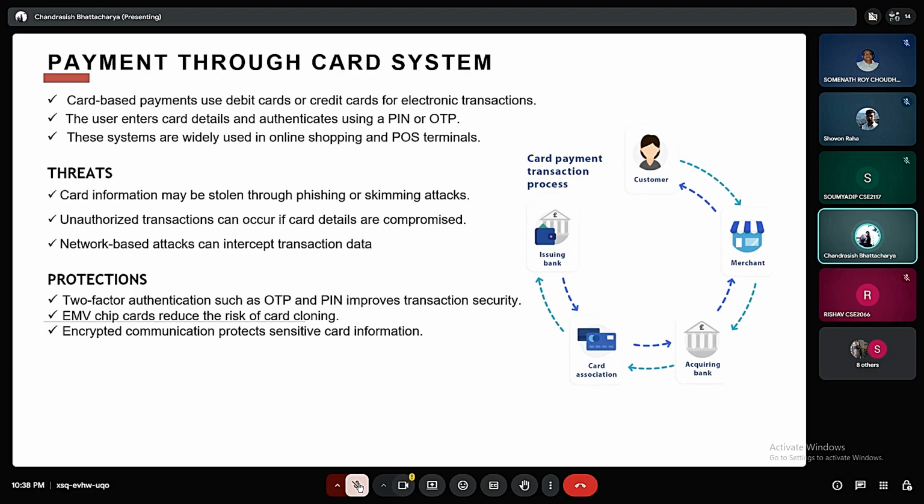In the card system, the card information may be stolen through phishing or skimming attacks. Unauthorized transactions can occur if card details are compromised. Network-based attacks can intercept transaction data. For protection from these threats, two-factor authentication should be used, where an OTP with a PIN code is used for transaction security.